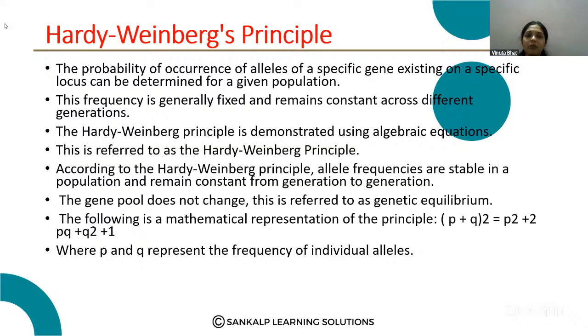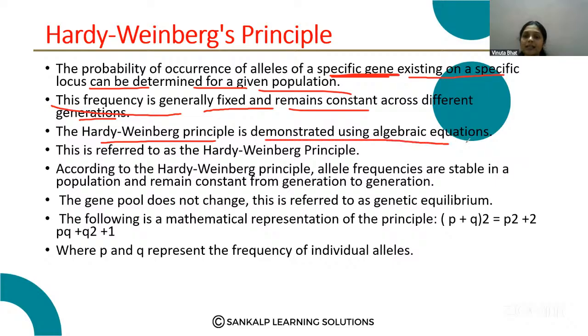The probability of occurrence of alleles of a specific gene existing on a specific locus can be determined for a given population. This frequency is generally fixed and remains constant across the different generations. The allelic frequency remains constant across generations. The Hardy-Weinberg principle is demonstrated using algebraic equations.